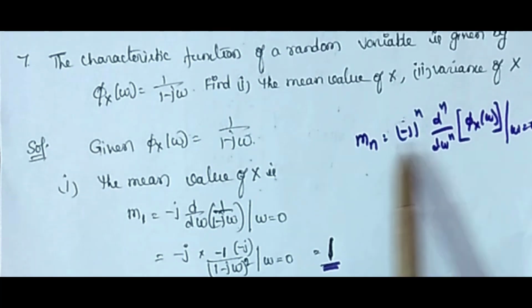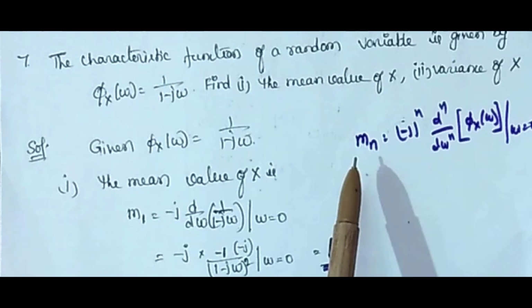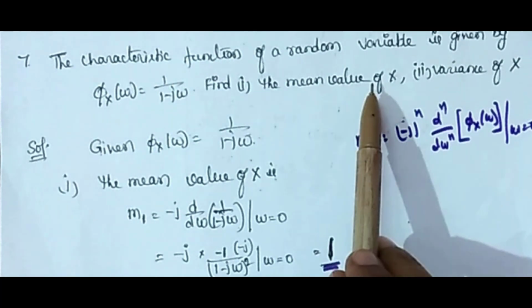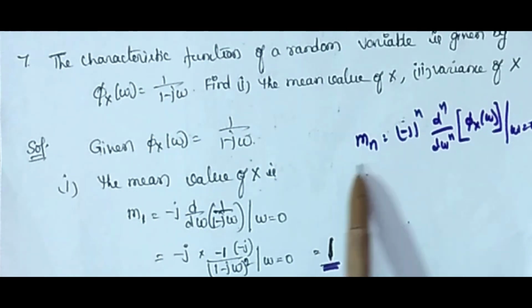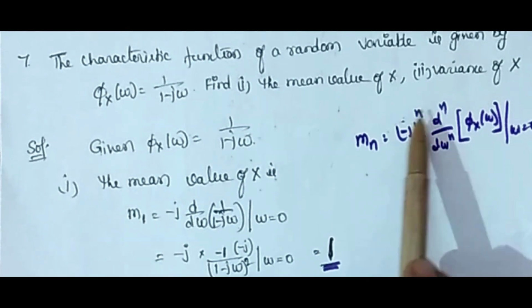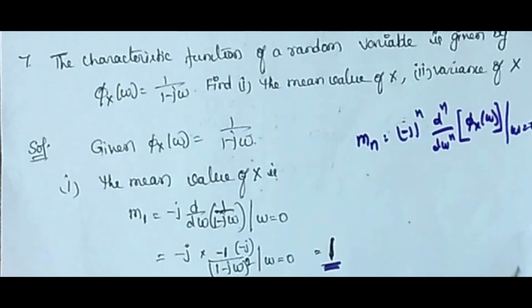Okay, so this is the nth moment. According to this, if you want to find the mean value, n becomes 1. So if you keep n as 1, m1 equal to minus j into d by d omega of 1 by 1 minus j omega at omega equal to 0. So simply do the differentiation. You are going to get the answer as 1.